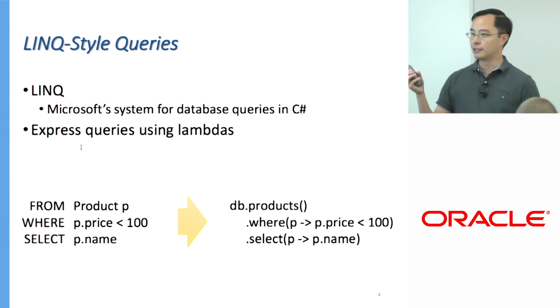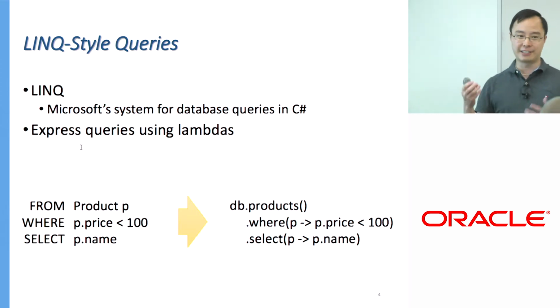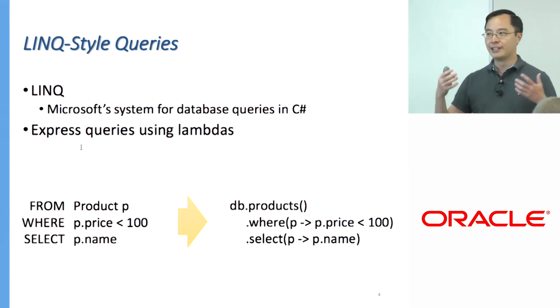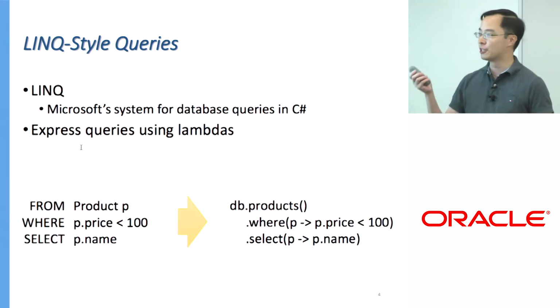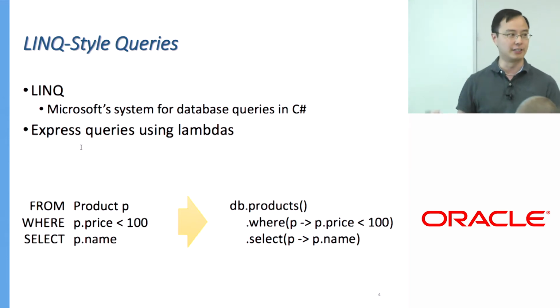Now, the problem with LINQ-style queries is, well, LINQ stands for Language Integrated Queries. So what Microsoft did is they added a bunch of extra facilities into the C# language, specifically for handling these LINQ-style queries.